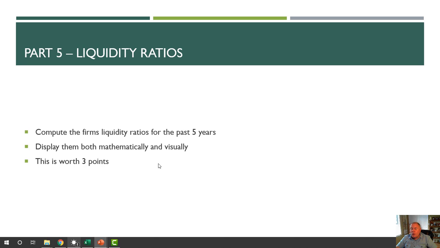Part 5, liquidity ratios. What I'd like you to do is compute the firm's liquidity ratios for the past 5 years. Display them both mathematically and visually, and that's worth 3 points.